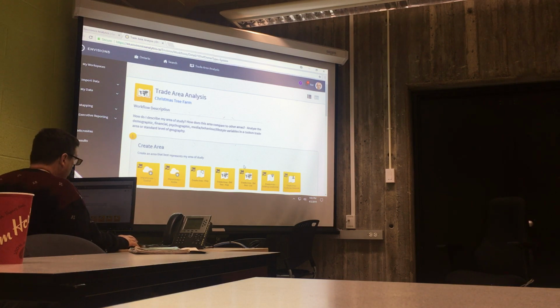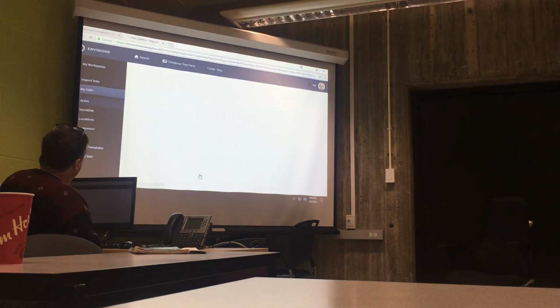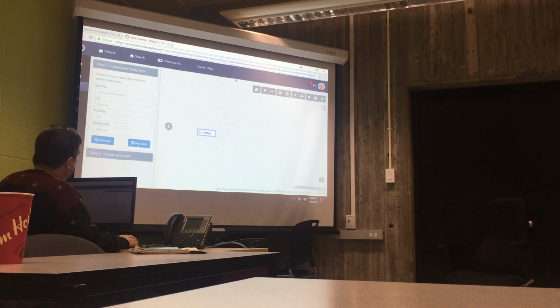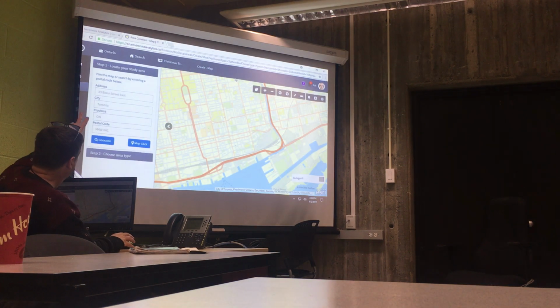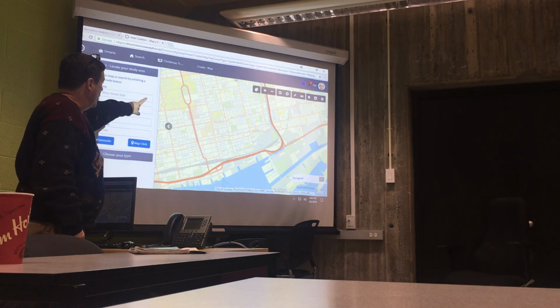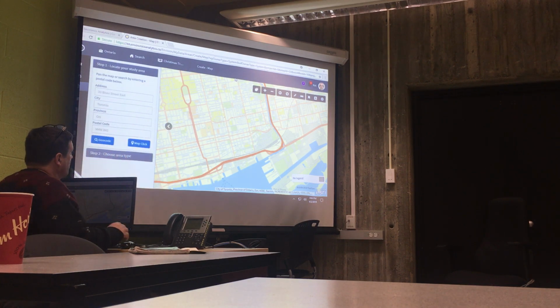Now, we want to create a map. So we have here a map. Now, the map that comes up, there are two ways to go about it. One is that you have the full address, and the other one is that you can use this map to determine where you want to go.